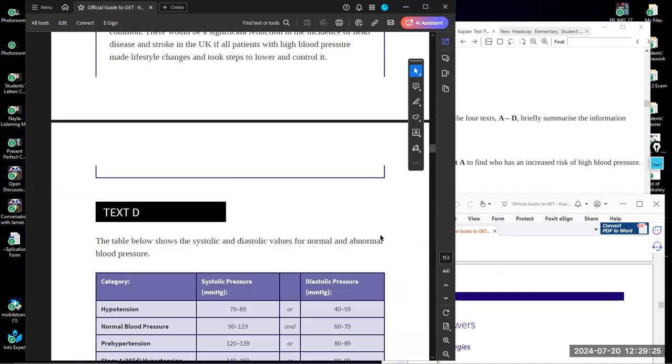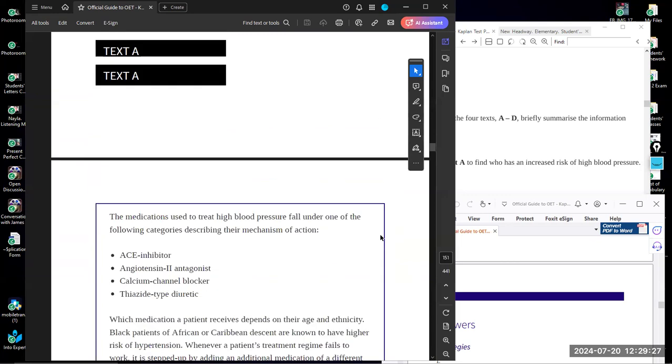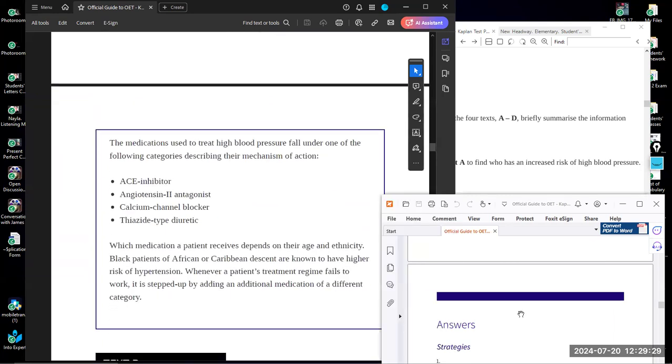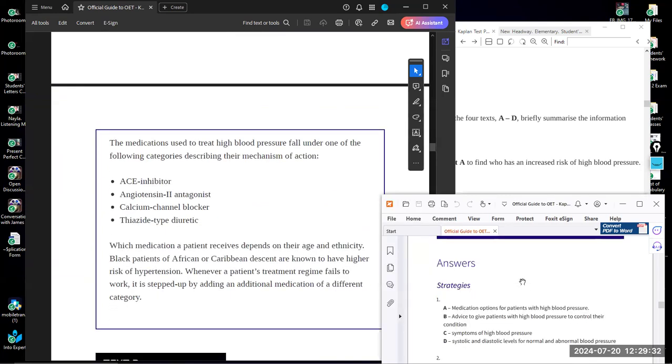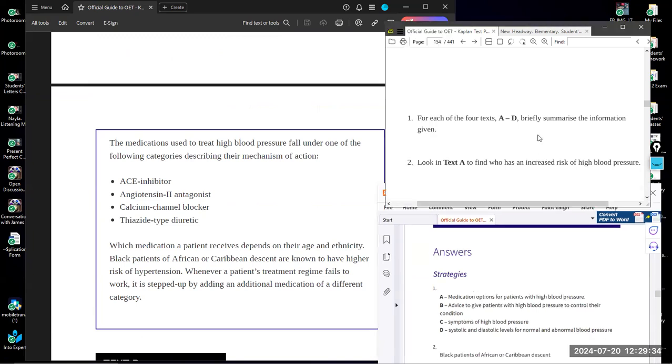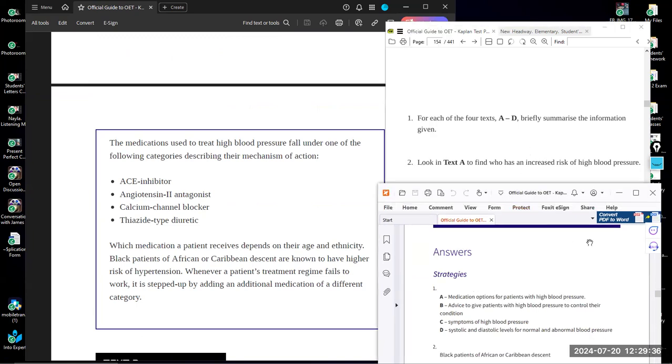Okay, that's amazing. Now let me go up because I want to show you the answers, and I'm going to show you the correct summarization of the 4 passages. So these are the summarizations of the 4 passages. Text number 1 is saying medication options for patients with high blood pressure. So this is the summarization of text A.